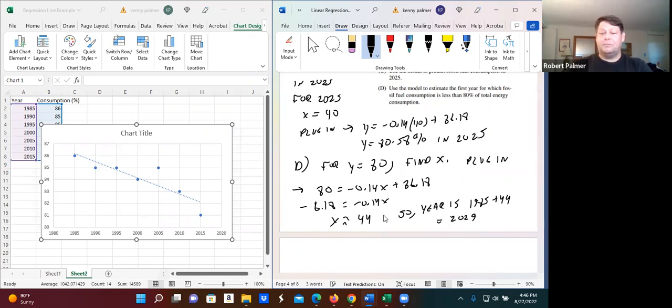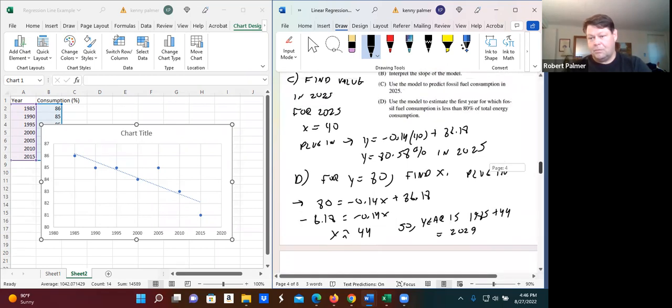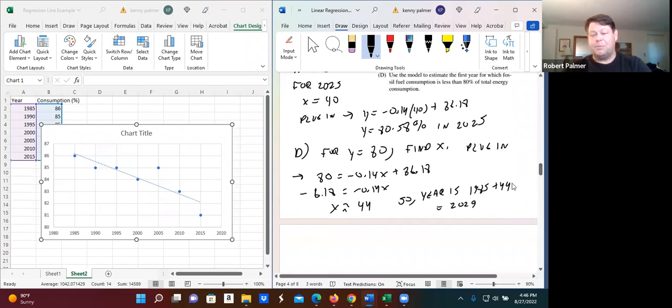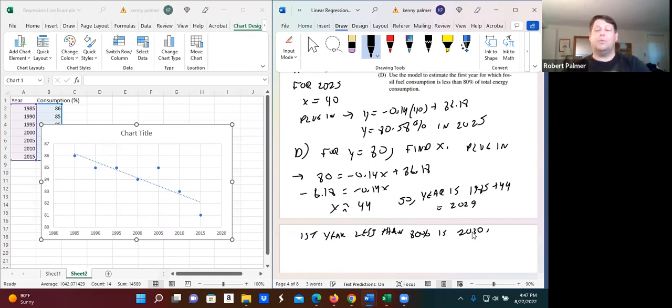So based on this model, okay, the first year less than 80% is then going to be basically 2030, okay, based on this model, which once again, as extrapolation, may not be that accurate, but that's what this model predicts.